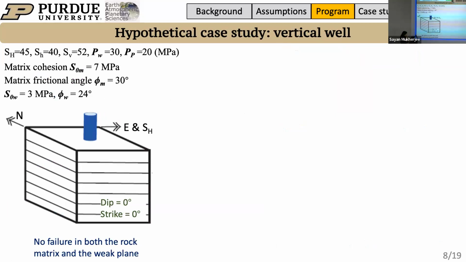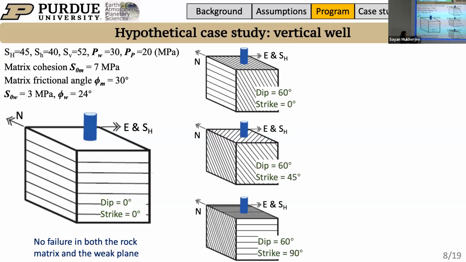In this hypothetical case study, I put a vertical well in the subsurface, and I apply the maximum horizontal stress along the east and west direction. And I incorporate the weak planes, and the weak plane strength is lower than the matrix strength. We could see that if the weak planes are horizontal, then we do not see any failures in either the rock matrix or the weak planes. However, then I want to study how the orientations of the weak planes will change my breakout failures.